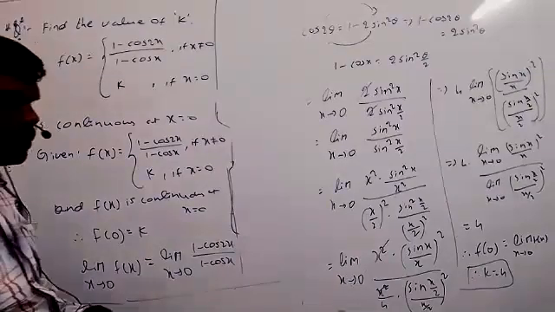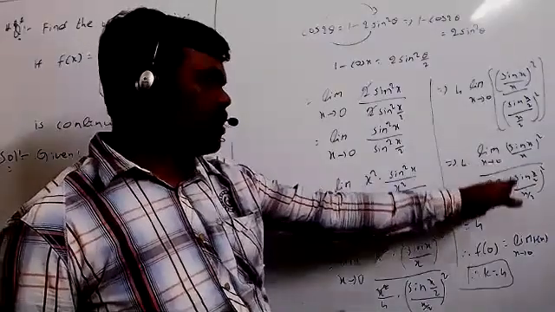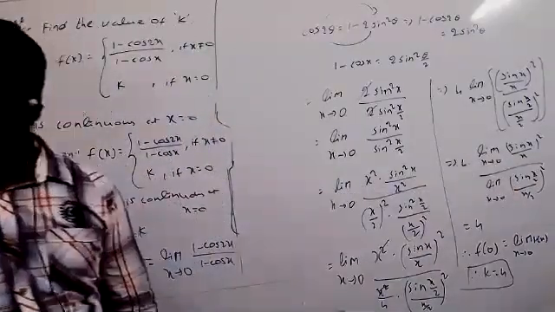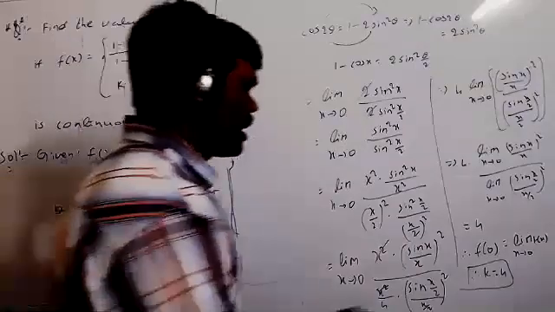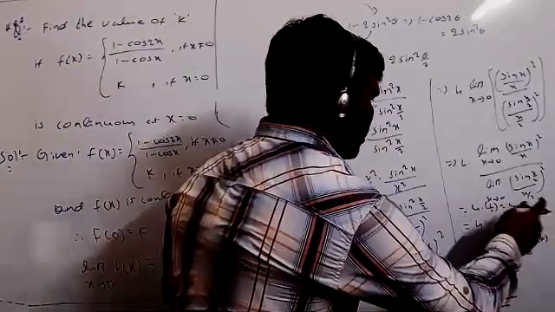Now if you want, you can write one more step here: 4 into 1 square by 1 square, so 1 square by 1 square equals 4 only. If you want you can write clearly: 4 into 1 by 1, we get it is equal to 4.